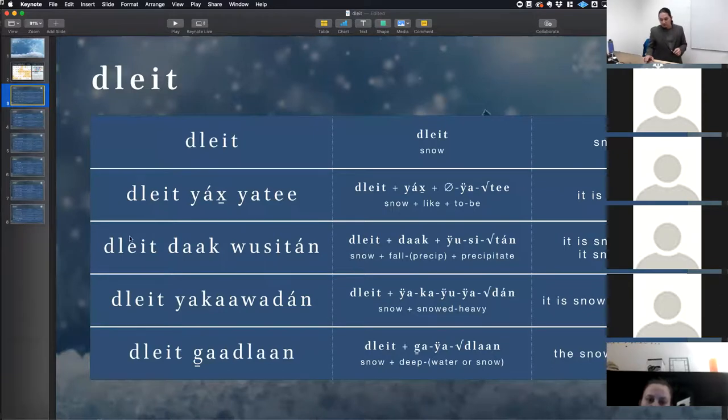Then here we've got a long low vowel, short low, short high. Dleit dak wusatun, right? So this is how we start to get that rhythm of Tlingit. And at first, as we're learning, sometimes it's a little robotic. Sometimes speakers say, hey, they sound funny. And we do sound funny, but we can naturalize it later.